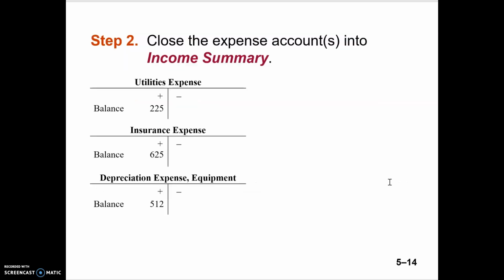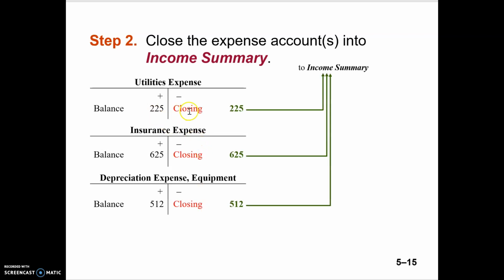Step 2, we need to close all of the expense accounts. We want all of the expense accounts to have a zero balance. So you need to close every individual expense account, right? Utilities expense has a $225 debit balance. We need to put $225 on the credit side. We need to put $625 on the credit side of insurance expense. $512 on the credit side of depreciation expense, right? So that will cause all of these to have a zero balance.